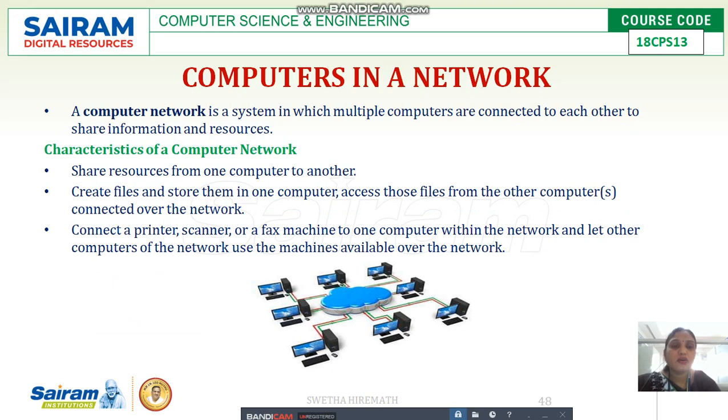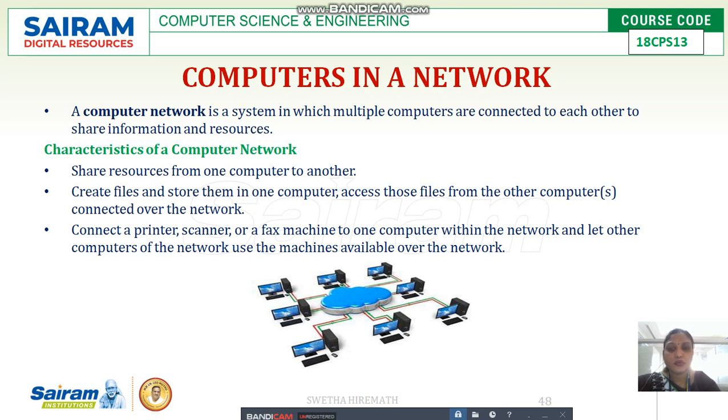We have seen what exactly an output device is, what the different types of output devices are, like monitors, plotters and printers. And in printers we have seen different types of printers, impact and non-impact printers. So now the next topic is computers in a network. What exactly is a computer and what exactly is a network? How are the computers connected with each other within a network? All these things we are going to study in this topic.